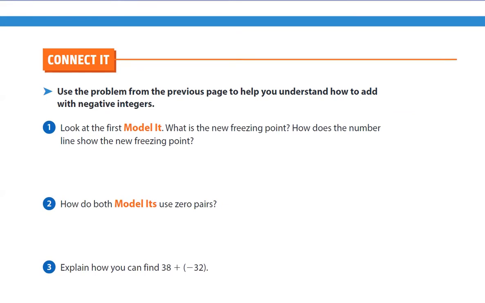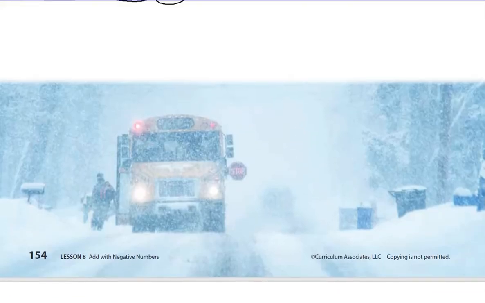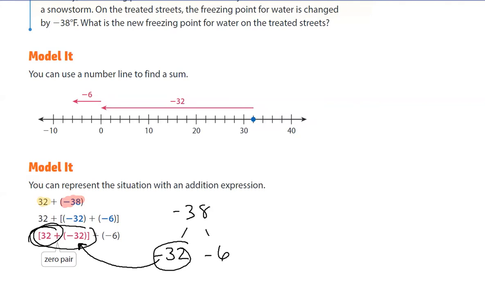Okay. Number 1 says, look at the first model. What is the new freezing point? And we determined it was -6 degrees Fahrenheit. How does the number line show the new freezing point? Okay, how does it show it? Well, you first have, oh, look at that. Instead of going 38 in one go, they went from 32 to 0, and then they went 6 more. Interesting choice.